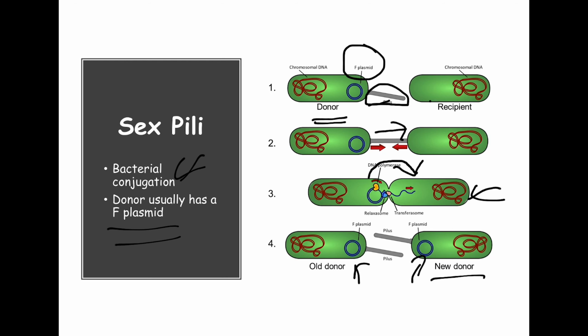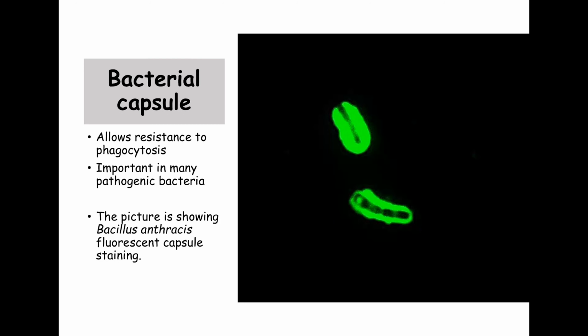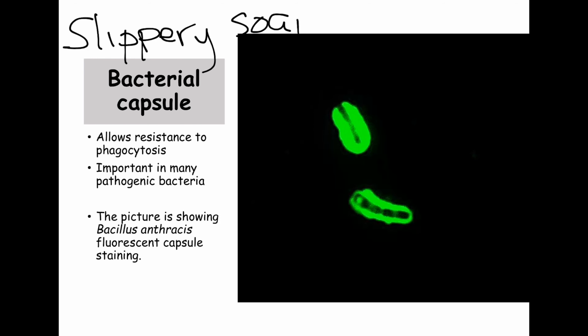Here we're going to talk about a very important structure, and that is the bacterial capsule. Now the capsule, I tell my students this all the time, I like to think of it as a slippery soap. You're like, what in the world does she mean by slippery soap? If you ever put a bar of soap in water and let it sit, you notice that the bar of soap gets kind of slimy and nasty on the outside. And if you were to try to pick up the soap, it would slip out of your hand. The bacterial capsule is kind of like that slippery soap.